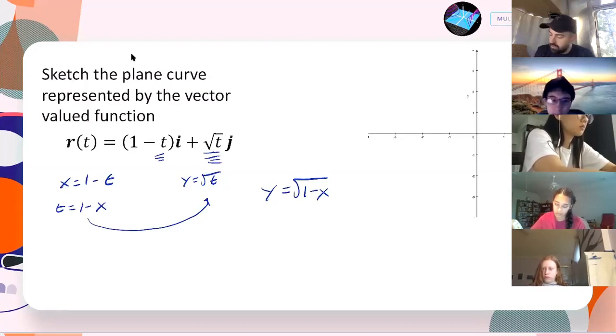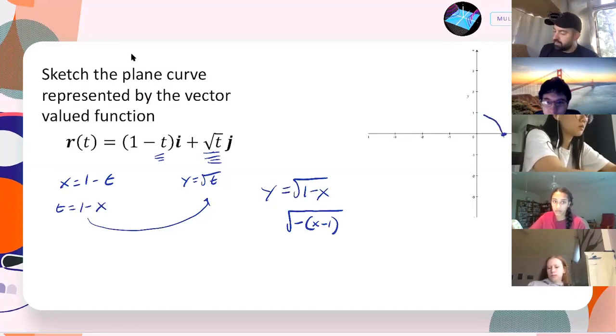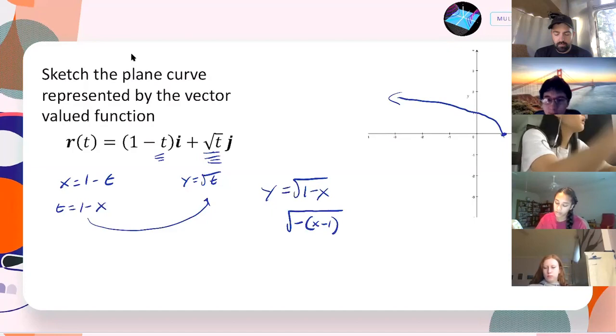In this case, this is usually how we would think of what's happening here. So it's been shifted right 1, but it's opening to the left instead. Okay, or again, you could start plugging in t values. You have to realize you can't plug in t's that are less than 0.